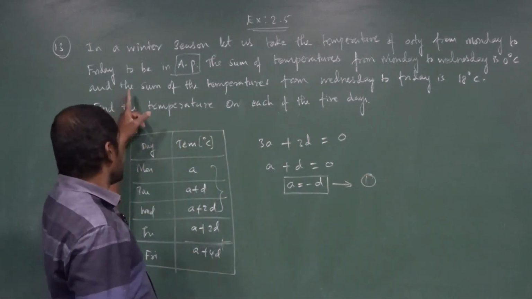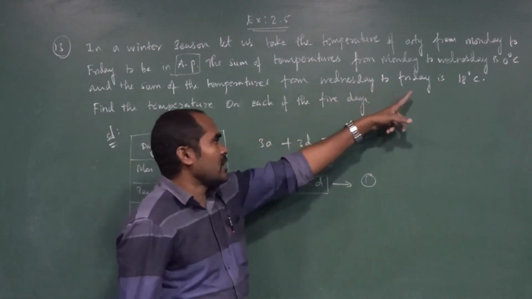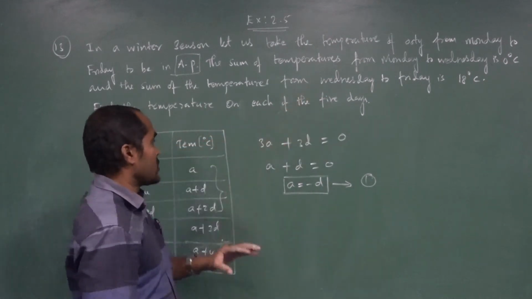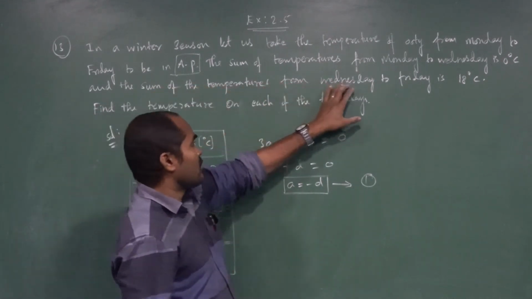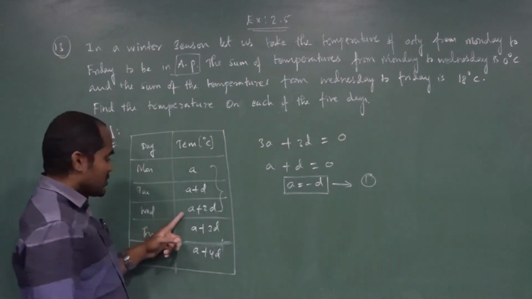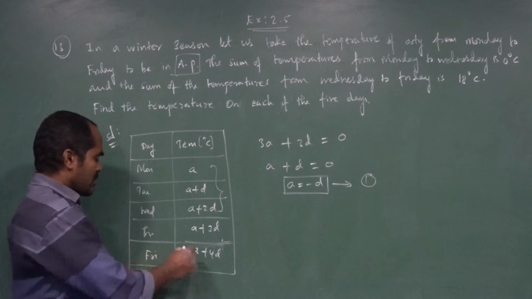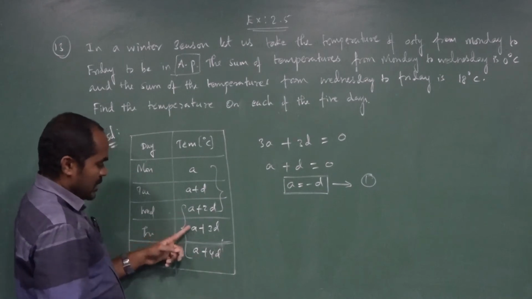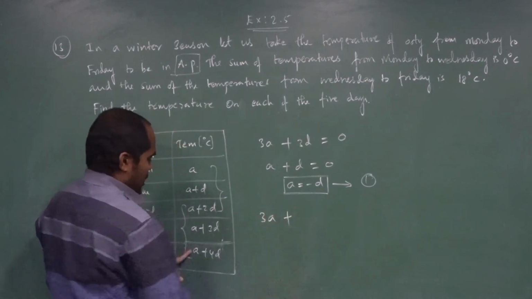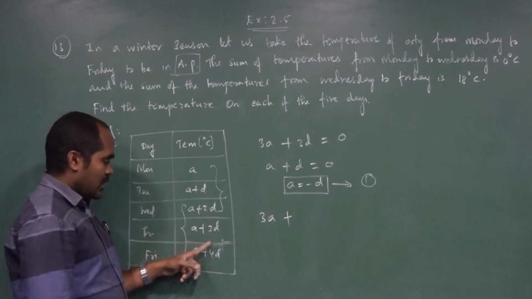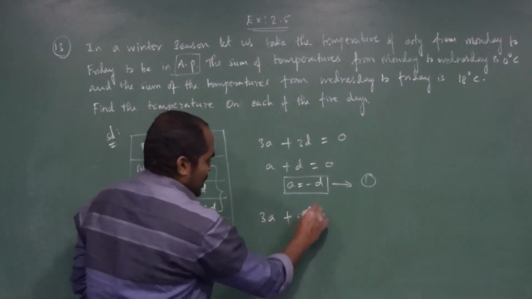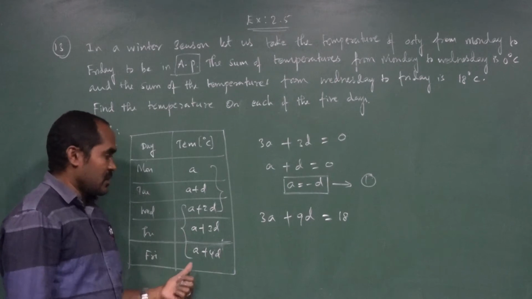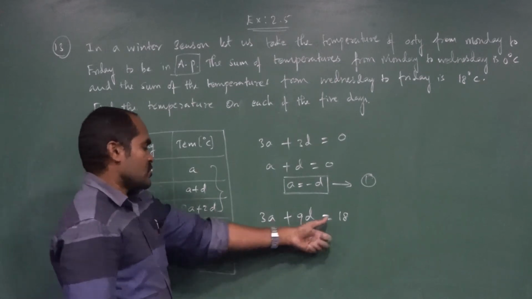So our second condition, sum of the temperatures from Wednesday to Friday is 18 degrees Celsius. So Wednesday temperature is A plus 2D, Thursday temperature A plus 3D and Friday temperature A plus 4D. So add these three values. A plus A plus A is 3A, plus 2D plus 3D, 5D plus 4D is 9D, is equal to 18. So 3A plus 9D is equal to 18.